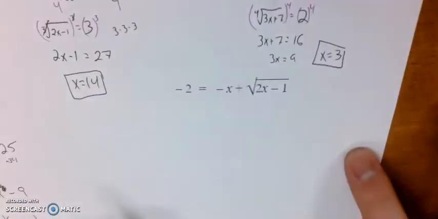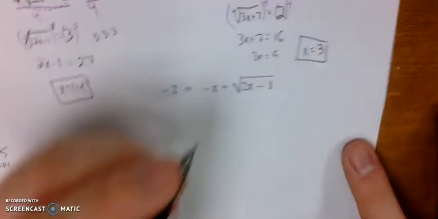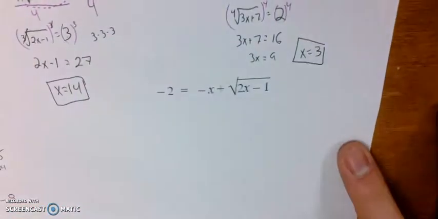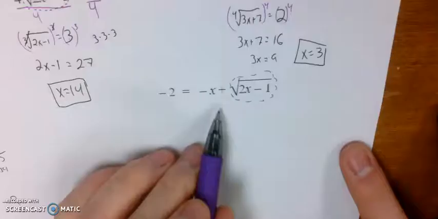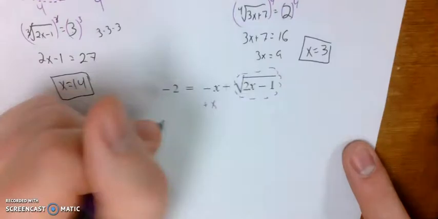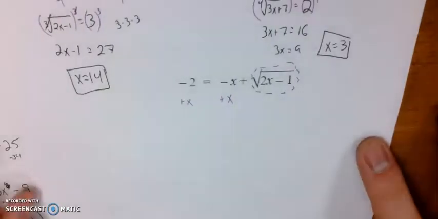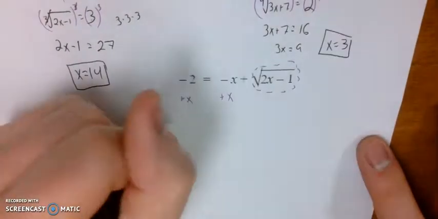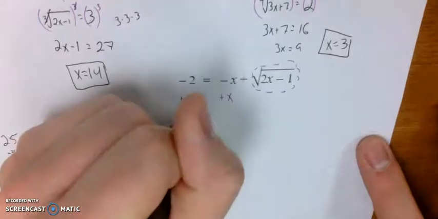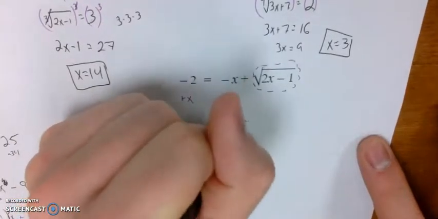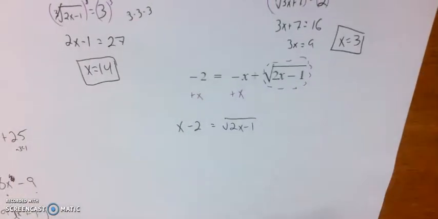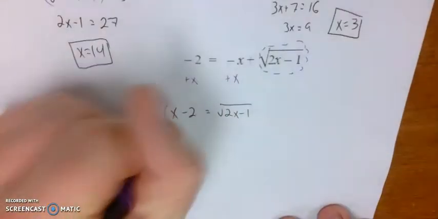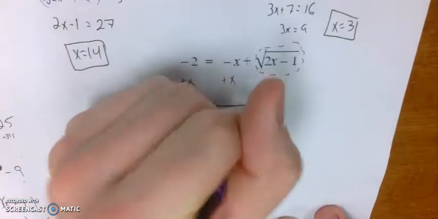All right, last one. First thing I need to do is get my radical all by itself. So this x has got to go. I'm going to throw it to the other side. So this is now going to look like x minus 2 equals the square root of 2x minus 1. Well, this is looking pretty dang familiar to the one we just did. So we square both sides.